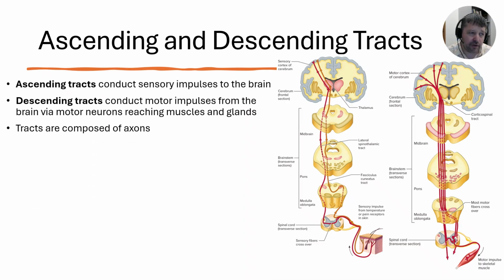So if it's moving to the brain, we call that an ascending track. If it's moving from the brain, we call that a descending track. Again, ascending tracks are going to the brain, descending tracks are coming from the brain, and normally they're going to muscles or glands. These are just axons that are moving up the spinal cord to different regions.